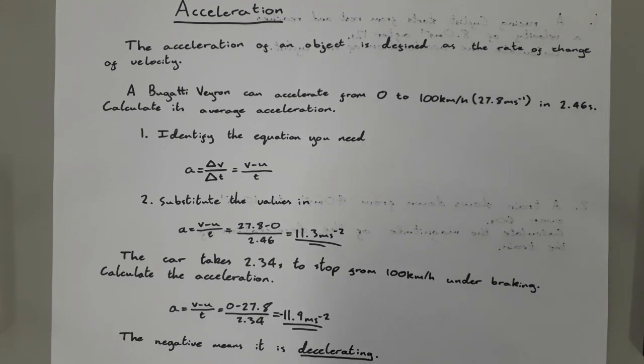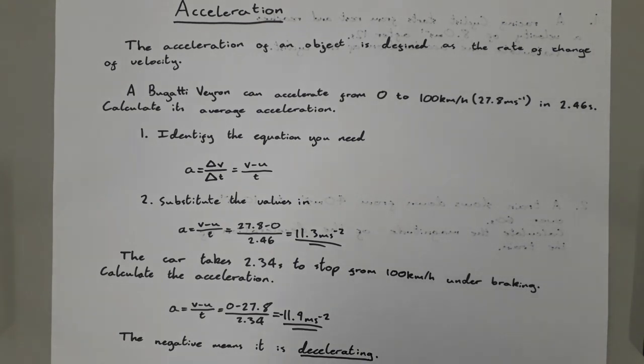So we have v minus u, so v is 27.8 meters per second, which is our final velocity, and initial is 0 because it's starting from rest. And the t is 2.46 seconds. So we do 27.8 minus 0 over 2.46, which equals 11.3 meters per second squared, which is our acceleration.